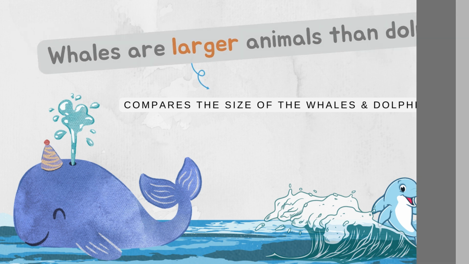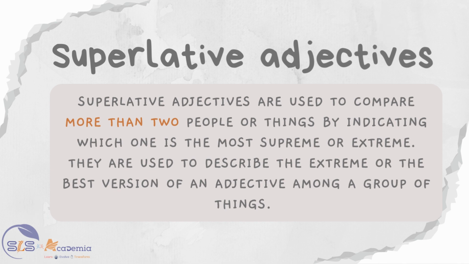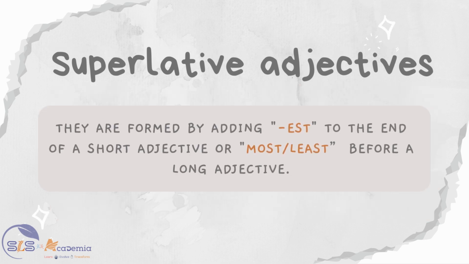The last type of adjective that we will be learning in this lesson is superlative adjective. Superlative adjectives are used to compare more than two people or things by indicating which one is the most supreme or extreme. They are used to describe the extreme or the best version of an adjective among a group of things. They are formed by adding est to the end of a short adjective or most or least before a long adjective. Let us see some examples to better understand them.